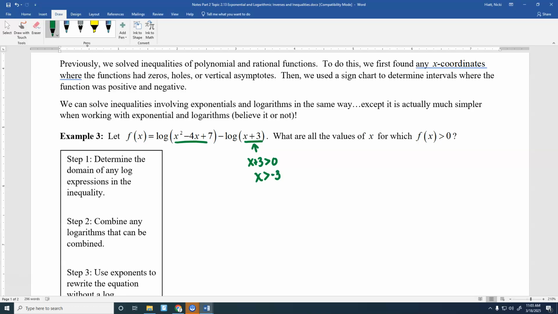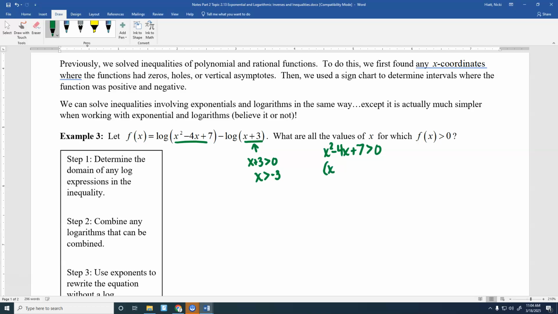So whatever answers I get have to be greater than negative 3, or they're going to be extraneous solutions, right? So I have to think about that. I also have to think about x squared minus 4x plus 7 has to be greater than 0. Now this is tougher because I can't just solve that super easily, right? What I have to do is I've got to factor it.